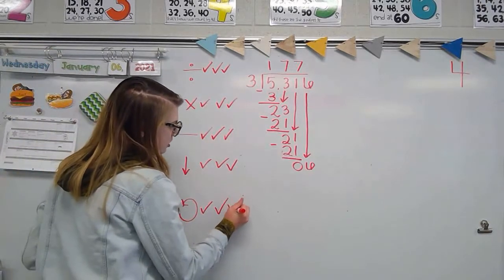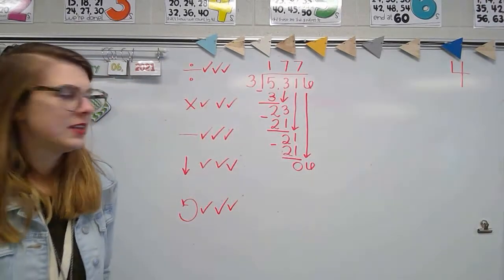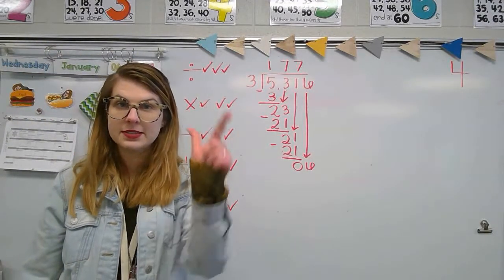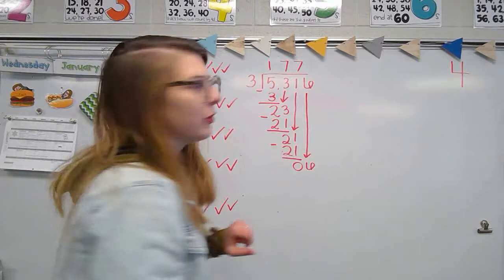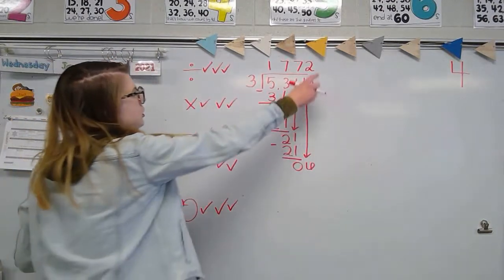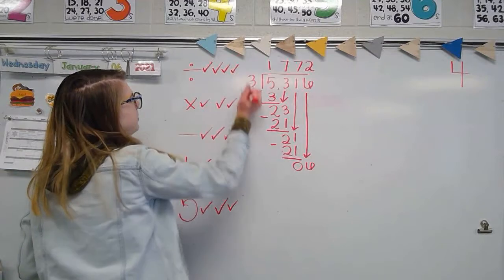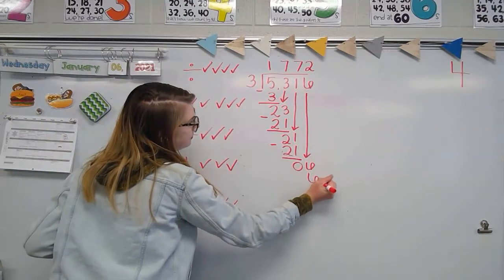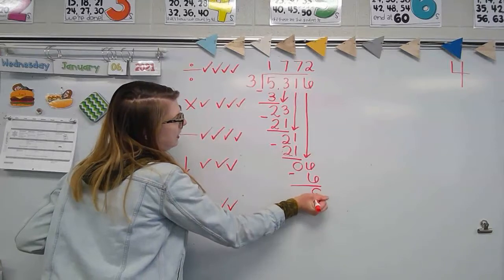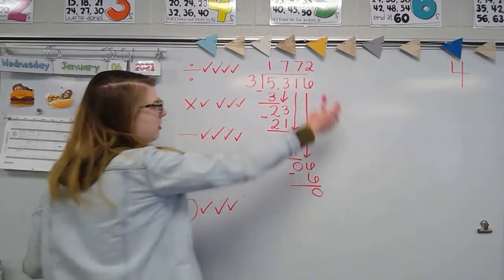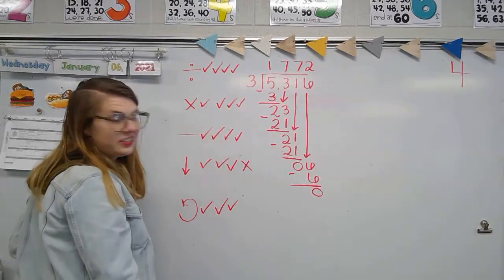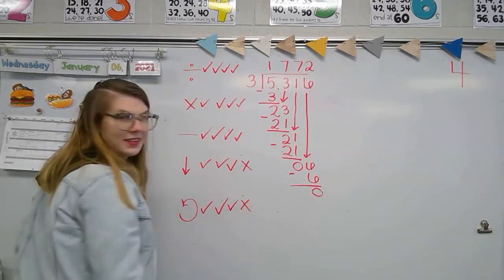Can you believe we're doing it one last time? 6 divided by 3. 3, 6. Ha! Look at that, 2 groups. 2 times 3 equals 6. 6 minus 6 equals 0. And there are no more digits to bring on down. And there are no more digits to bring on back.